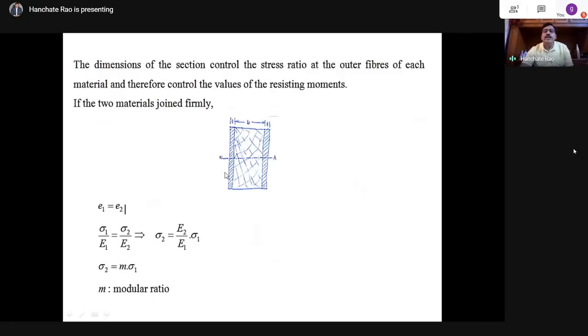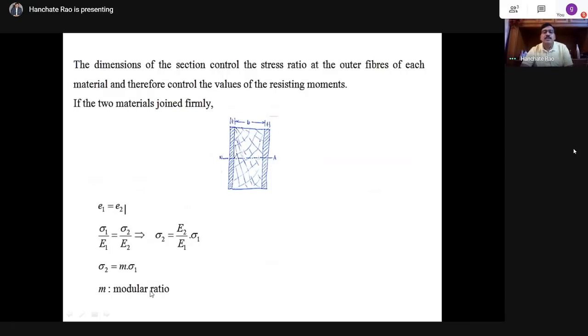If the two materials are joined firmly, with this being the original beam material and this the reinforcing material, then from the compatibility criteria, strain in material 1 must be equal to strain in material 2. So epsilon 1 is equal to epsilon 2, or otherwise strain is stress divided by Young's modulus. Sigma 1 by E1 is equal to sigma 2 by E2. From this we get sigma 2 is equal to E2 by E1 into sigma 1.